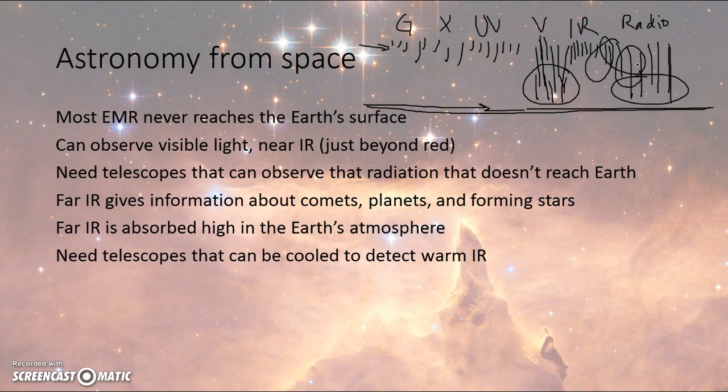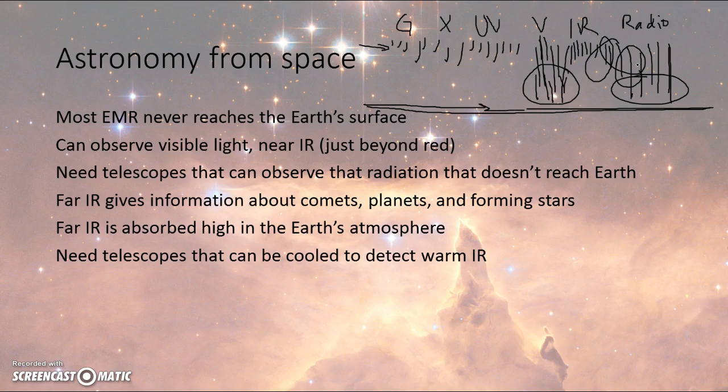Because if we're trying to read it here on Earth, it's not going to happen if it's absorbed in the Earth's upper atmosphere. So we have to send these telescopes up so that they can observe the gamma, the X-rays, the UV, the IR up in space where they're not restricted by the Earth's atmosphere.